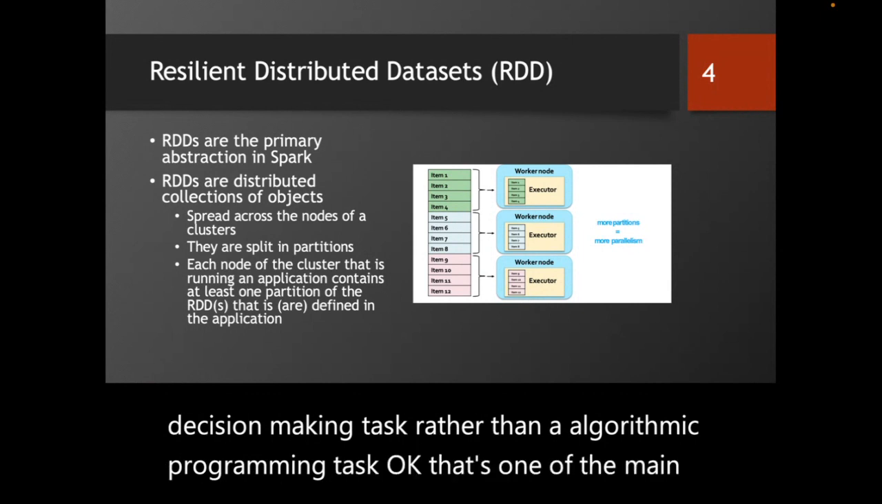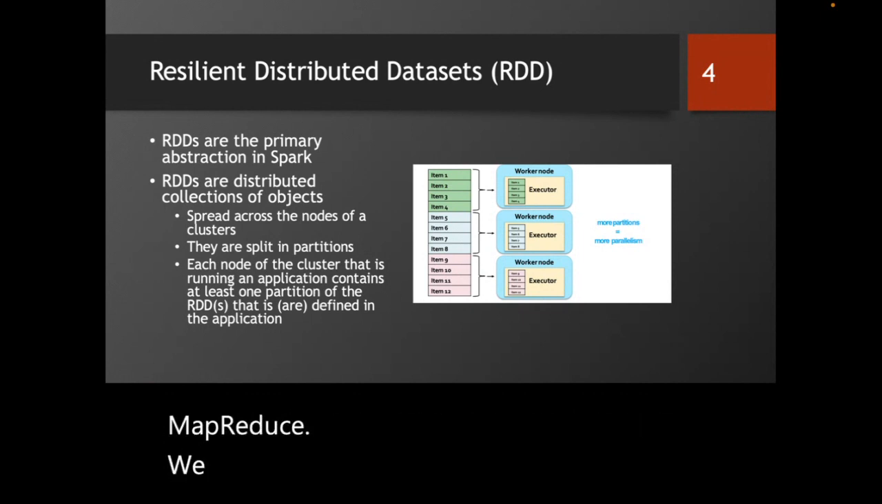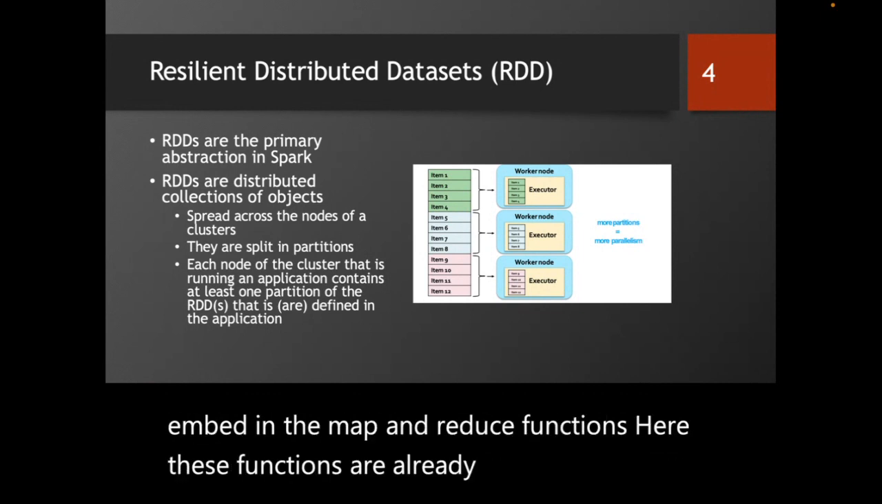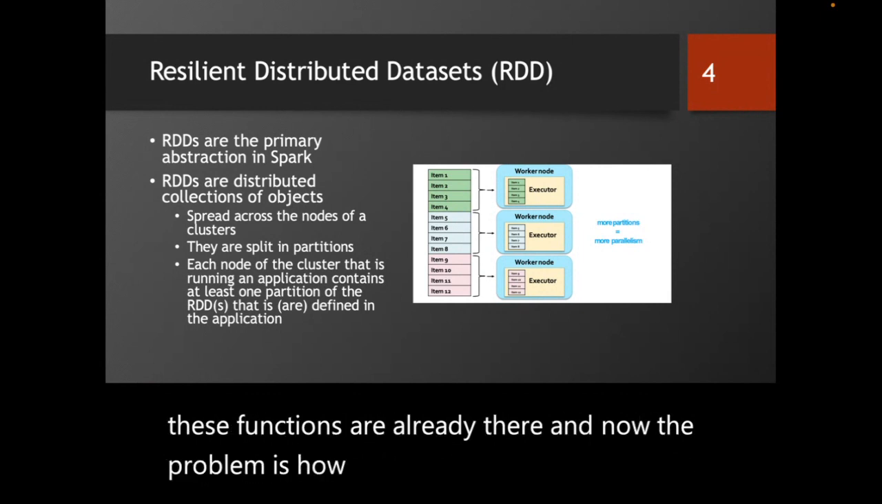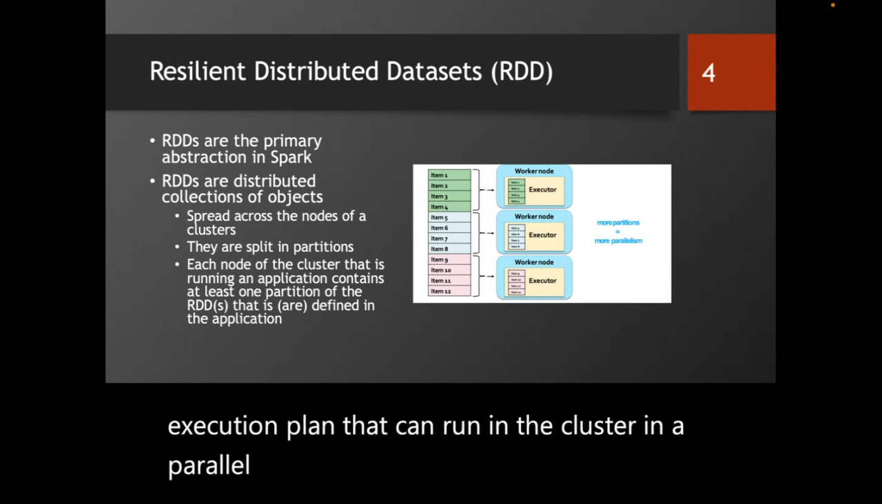That's one of the main differences with respect to MapReduce. In MapReduce, we are programming algorithms that we embed in the map and reduce functions. Here, these functions are already there, and now the problem is how do we build a plan, an execution plan that can run in the cluster in a parallel manner, to explore parallelism.